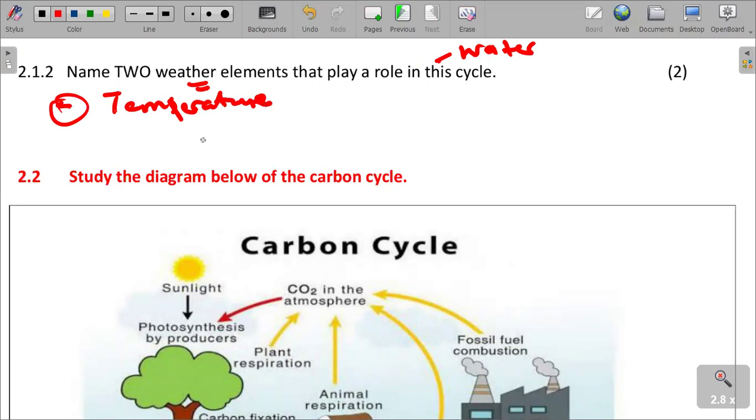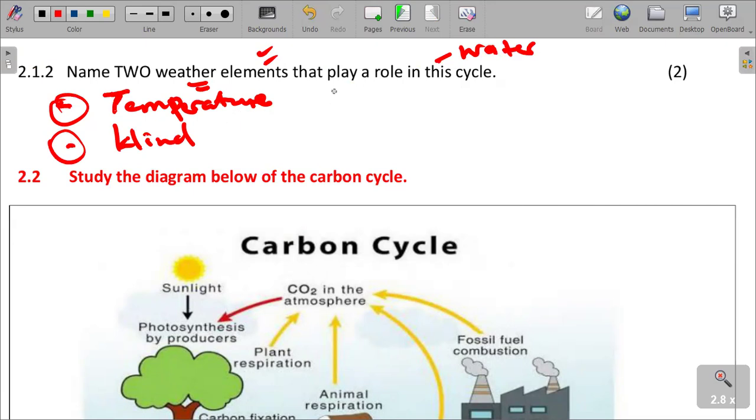Temperature is responsible for the states of matter of water. Water is changing its states because of temperature. So temperature hits the earth, it hits the water bodies, water evaporates, changing into gas. So temperature is one of the weather elements we need to understand. And then the evaporation of water is also affected by wind. Wind can be another weather element responsible in terms of the water cycle.